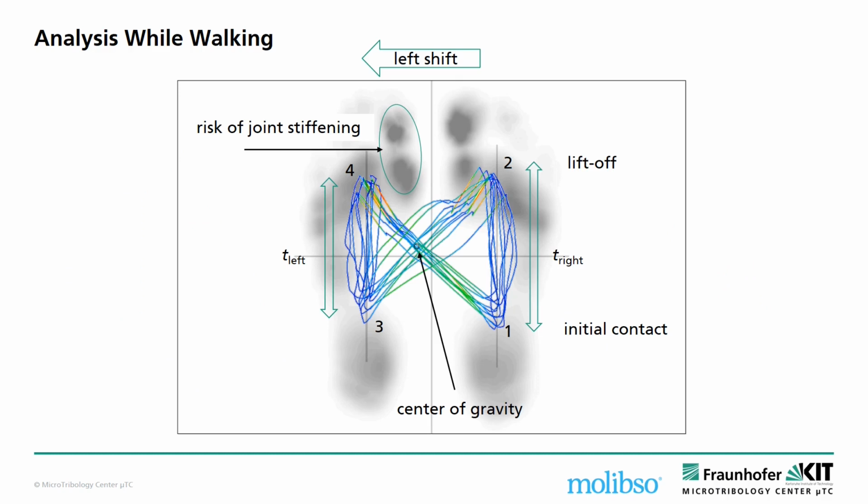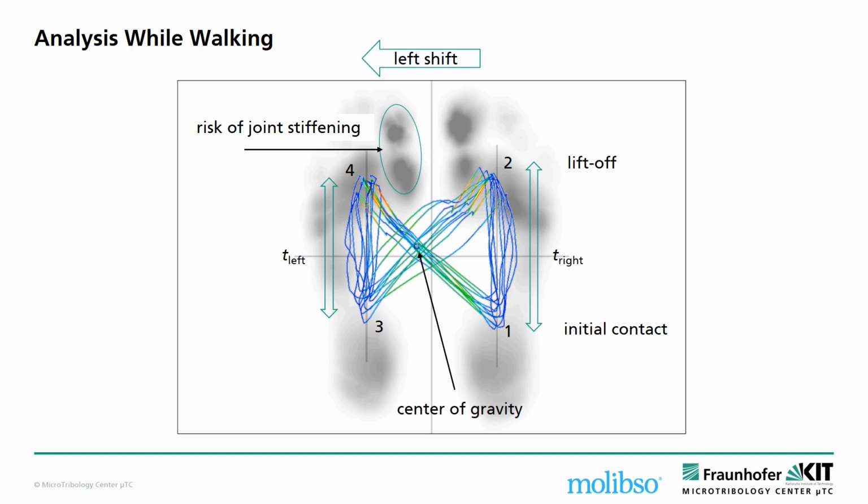This is a so-called butterfly diagram. You can recognize in gray the feet, left one and right one. This is an analysis while walking, and we see the butterfly depicts the path of the center of gravity. So we start, the initial contact is at point 1 here. His heel makes contact with the force plate. Then the foot rolls until it reaches position 2.